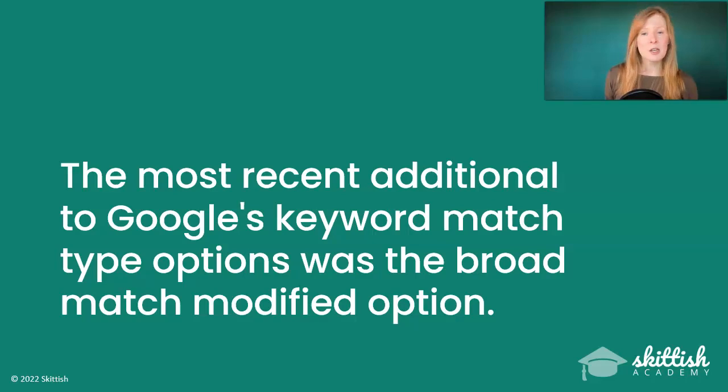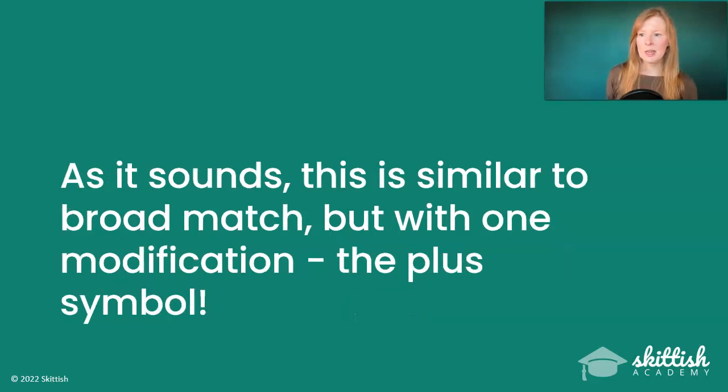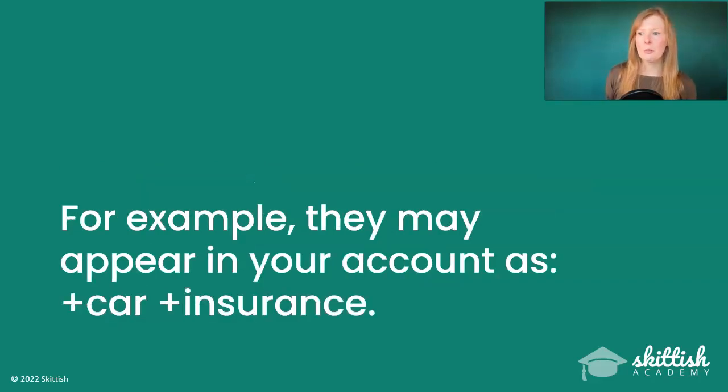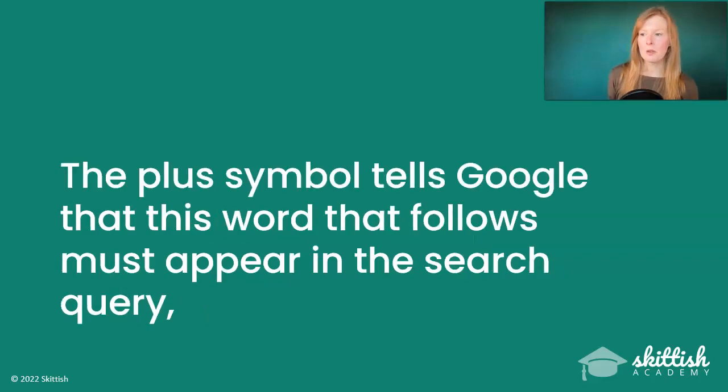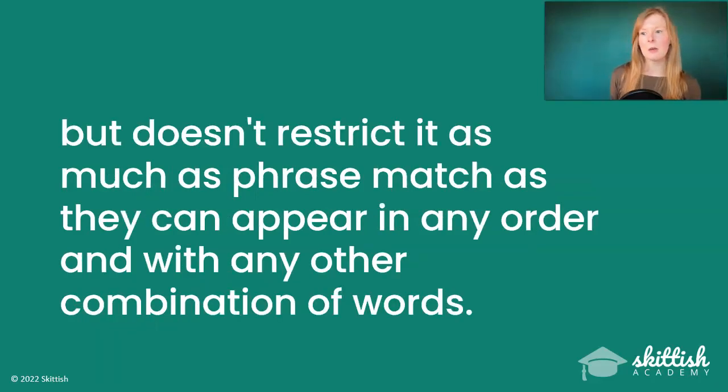so there's the most recent addition to Google's keyword match type options, and it's the broad match modified option. As it sounds, this is similar to broad match, but with one modification, the plus symbol. For example, they may appear in your account as +car +insurance. The plus symbol tells Google that this word that follows must appear in the search query, but doesn't restrict it as much as phrase match, as they can appear in any order and with any other words.